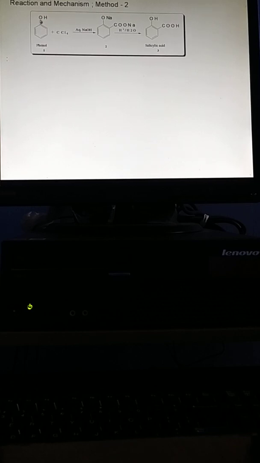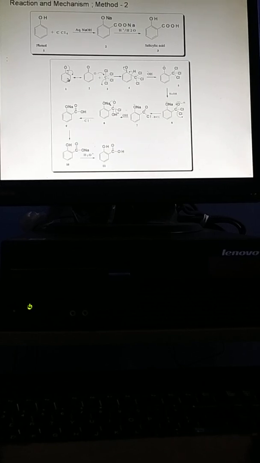That is the phenol. So here we are using the phenol. When this phenol is treated with carbon tetrachloride, this carbon is attached to 4 chlorine atoms here. In the presence of aqueous NaOH, we will get this intermediate 2, that is the sodium salt of this salicylic acid. When this is acidified, we will get the salicylic acid. So structure 3 is the salicylic acid.